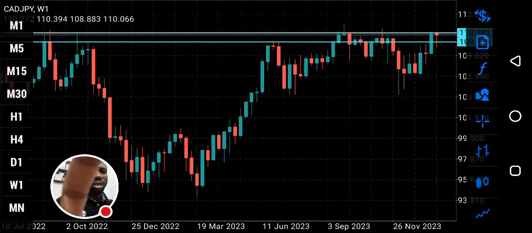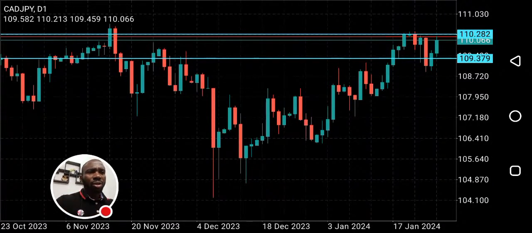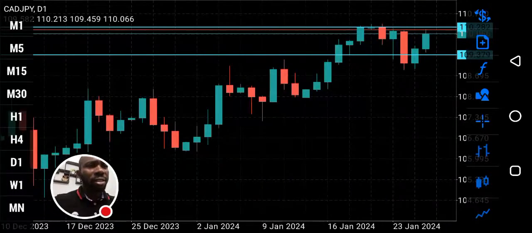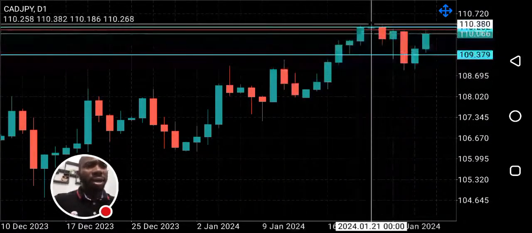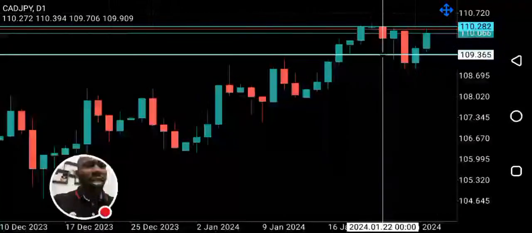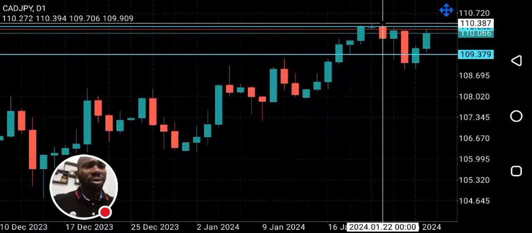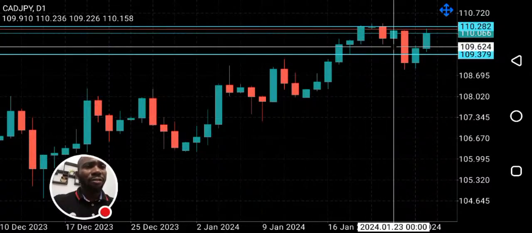So let's go down to daily. We have a hanging man on weekly. What do we have on daily? Here we have what looks like an engulfing, right? On daily, this is an engulfing. Here we had a doji or spinning top, which indicates changing trend. The next candle has closed bearish, which confirms the changing trend.